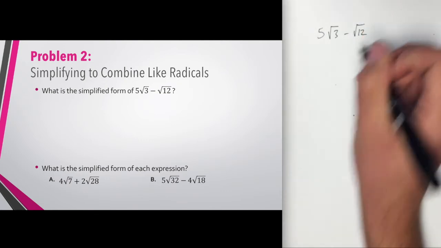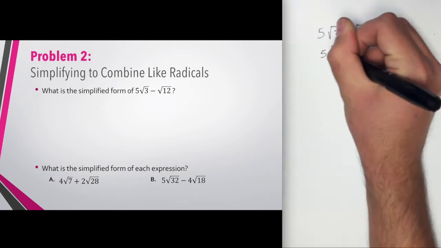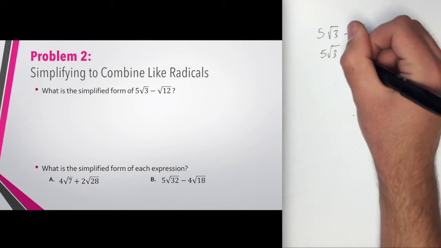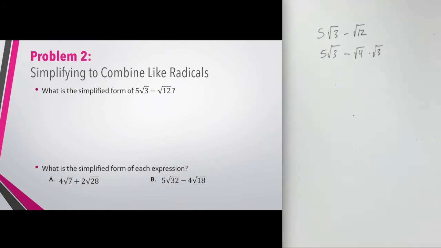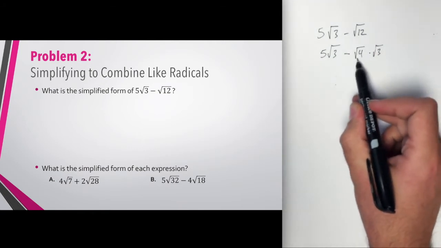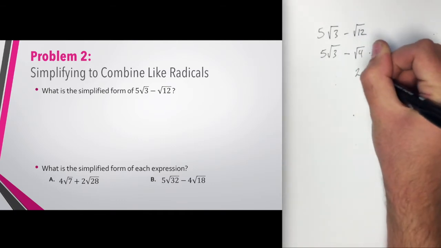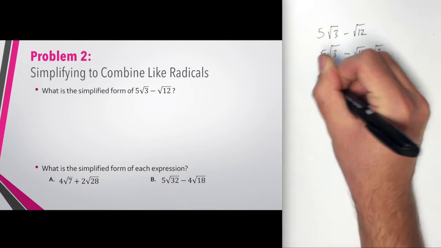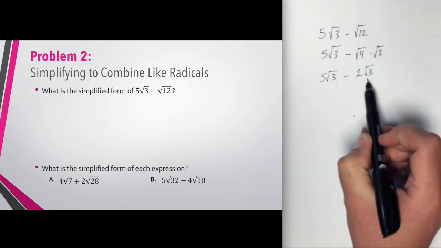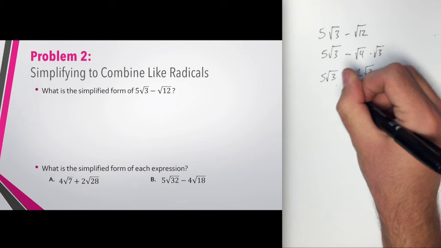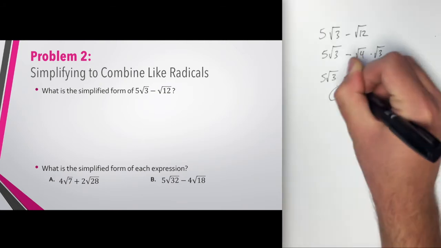We can leave this 5 square roots of 3 alone, but this 12 we can make minus the square root of 4 times the square root of 3, just like you've been doing in the previous lesson. So the square root of 4 becomes 2, and now you have like radicals. 5 square roots of 3 minus 2 square roots of 3, which you can do as 3 square roots of 3.